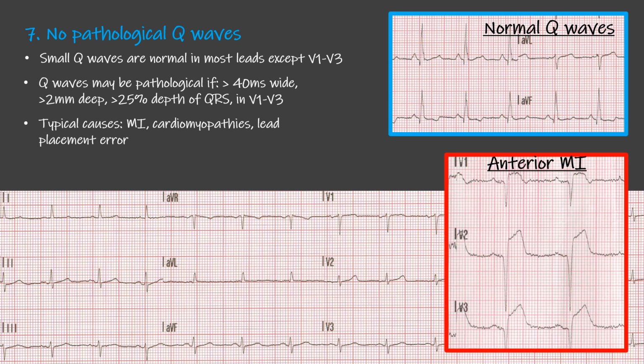Here are some very large, deep, and quite wide Q waves in a patient that's having an anterior MI, and these Q waves are clearly pathological. So that's point number 7 that we're looking for, to make sure there are no pathological or abnormal Q waves. We'll now move on to point number 8.